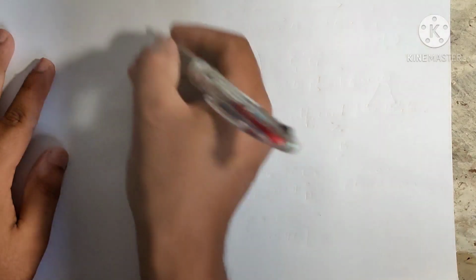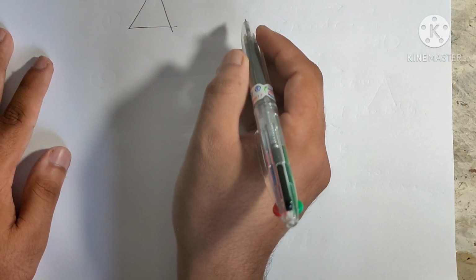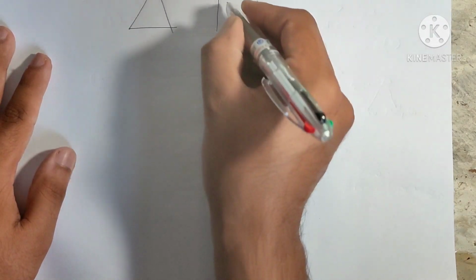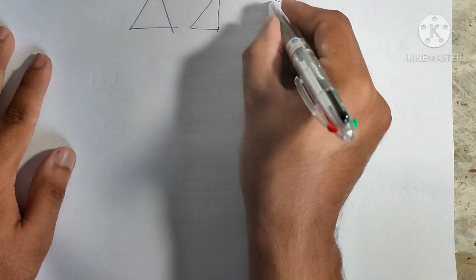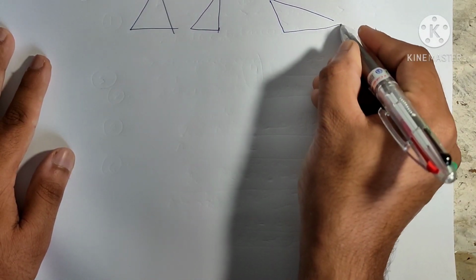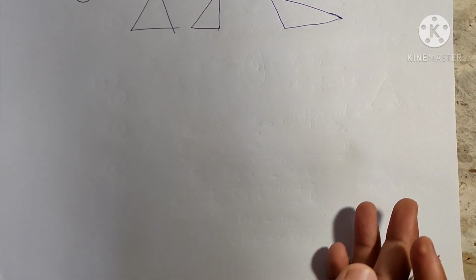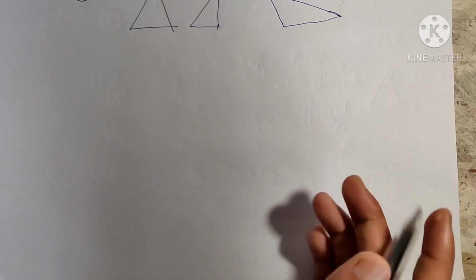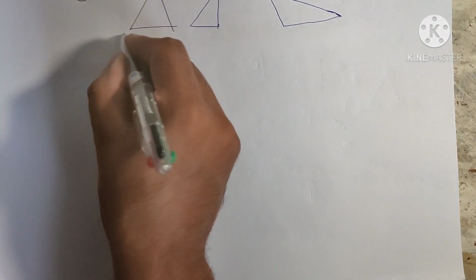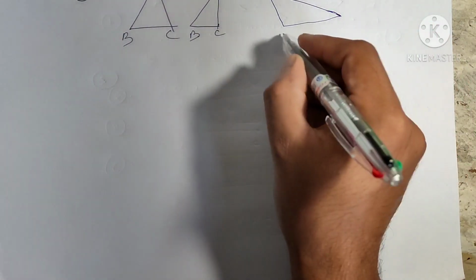If you take any 5 triangles, you know how a triangle is. There are many triangles: right triangle, acute angle triangle. Okay, I'll just give you an example. If you take any triangle, suppose let's take this triangle, and label the vertices A, B and C.